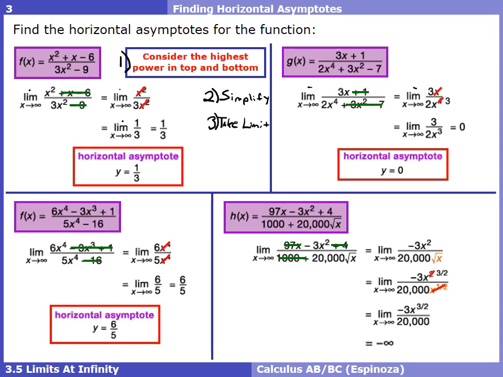Okay, so that's the answer to the limit portion of the problem. We need to interpret that answer to figure out if we have a horizontal asymptote. And since we did not get a constant, we didn't get a number as our answer, we know that that means there is no horizontal asymptote.